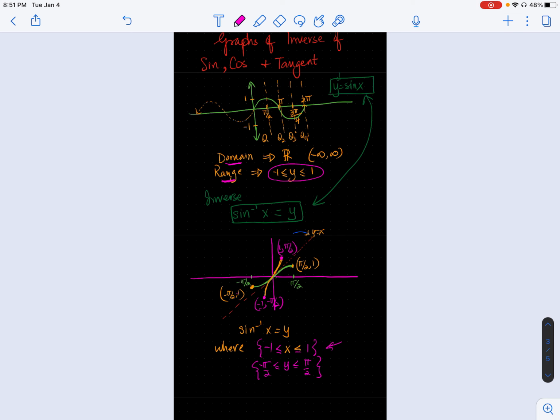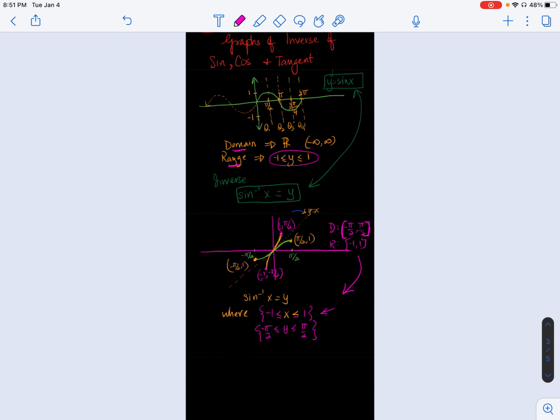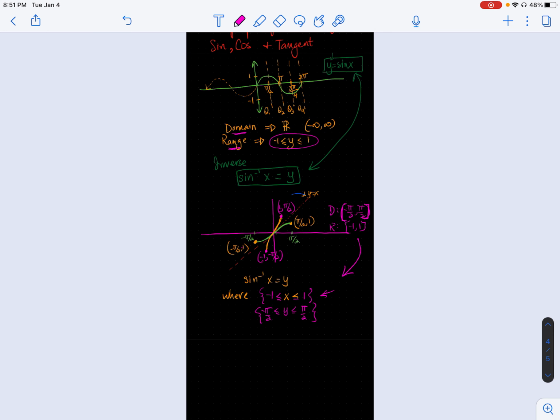However, because our range and domain are both restricted now, in this case our domain is restricted to between negative pi over 2 and pi over 2, and our range is restricted between negative 1 and 1, both inclusive, and I should put the brackets here as well. With the inverse, both have swapped their roles. And this is what the inverse of sine looks like.